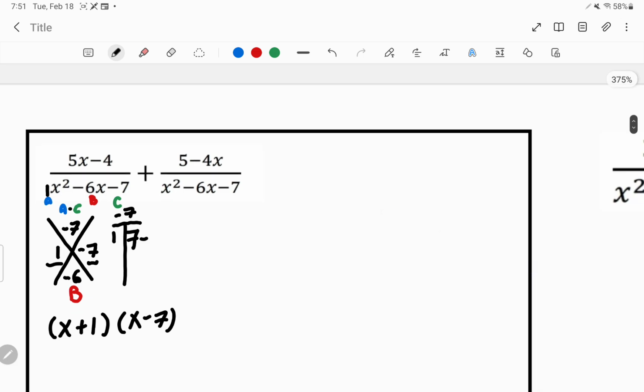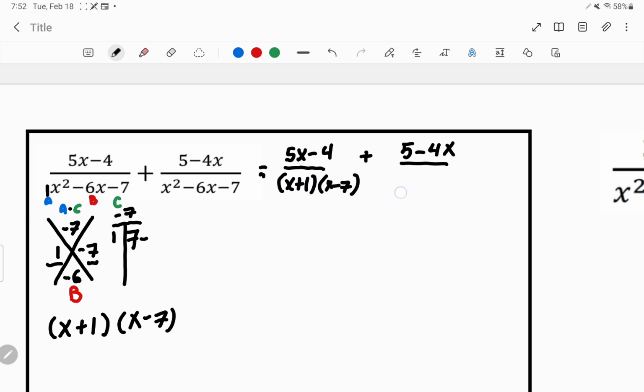Now what we have on the bottom is going to be this. So I'm going to rewrite almost the same thing: 5x minus 4 plus 5 minus 4x. Then we have this. We're going to write the new factors that we have for this: x plus 1, x minus 7. Same thing over here, x plus 1 and x minus 7.